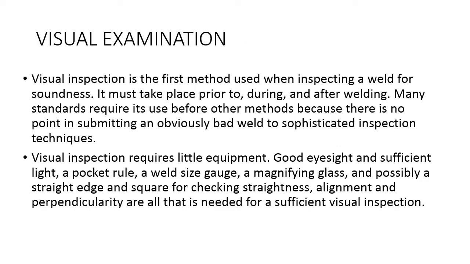Visual examination. Visual inspection is the first method used when inspecting a weld for soundness. It must take place prior to, during, and after welding. Many standards require its use before other methods because there is no point in submitting an obviously bad weld to sophisticated inspection techniques. Visual inspection requires little equipment: good eyesight and sufficient light, a pocket rule, a weld size gauge, a magnifying glass, and possibly a straight edge and a square for checking straightness. Alignment and perpendicularity are all that is needed for a sufficient weld inspection.